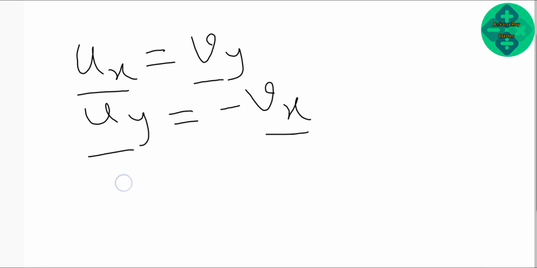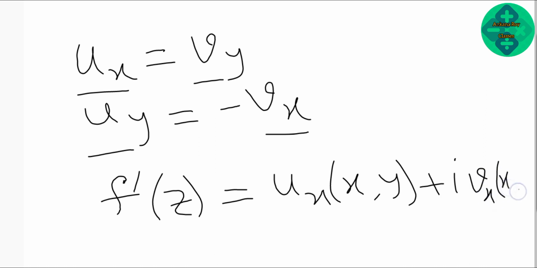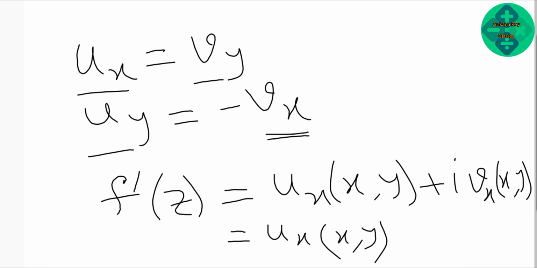Now, if we differentiate the function f with respect to x, we get f'(z) equal to ux(x,y) plus i times vx(x,y). Using the CR equation, we say that vx is equal to minus uy, that is, f'(z) is equal to ux(x,y) minus i times uy(x,y).